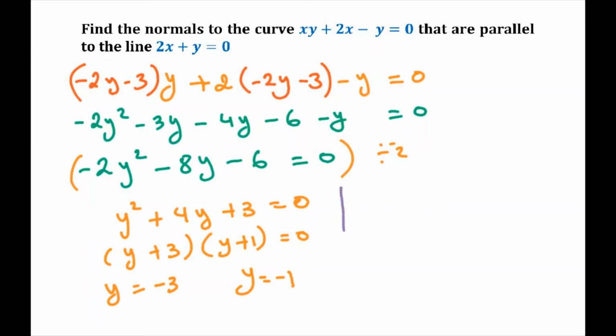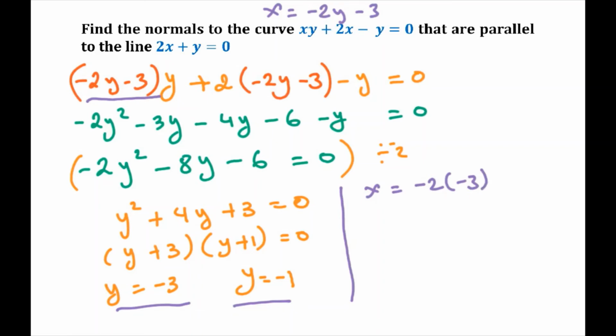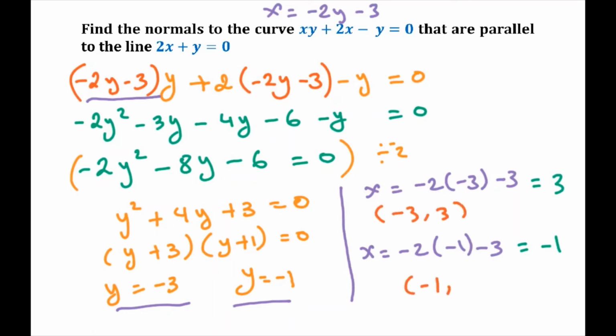Now to find x value, we are going to take these two values, substitute it in the equation we had, which is x, remember, x equal negative 2y minus 3. So now the first x is going to be 3. Second one is going to be negative 1. So the points that I'm going to use here are going to be 3 and negative 3, and negative 1 and negative 1.